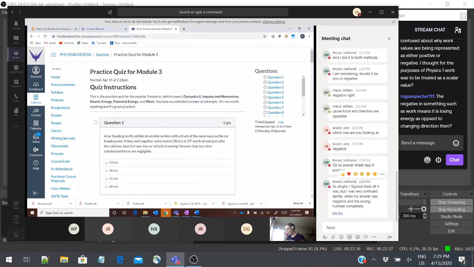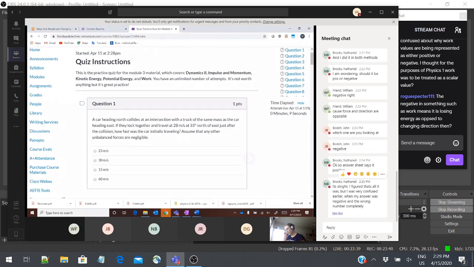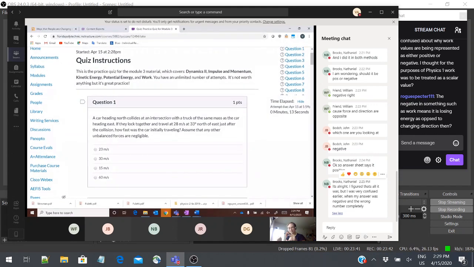Okie dokie. Car heading north at an intersection collides with a truck of the same mass as the car heading east. So car heading north, truck heading east. They lock together and travel a certain distance just after the collision. How fast was the car initially traveling? So what concept would this be?